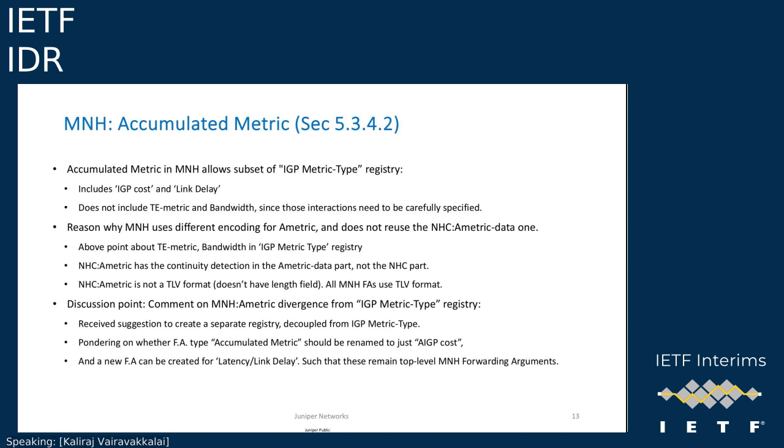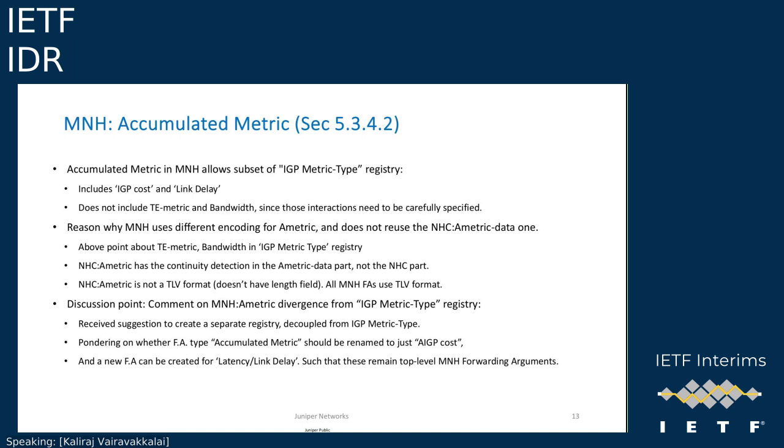So yeah, that is the way accumulated metric has been added in this section. It allows a subset of the IGP metric type registry to be carried in the MNH. It includes the IGP cost and the link delay. The IGP cost is the equivalent of accumulated IGP cost, AIGP, and the link delay is also accumulated. It does not include the TE metric and the bandwidth, and this is pertaining to the confusion I was having earlier on the chat. There are questions to Srihari.